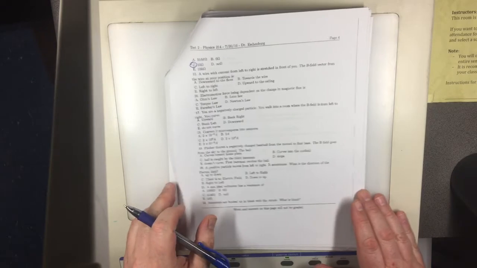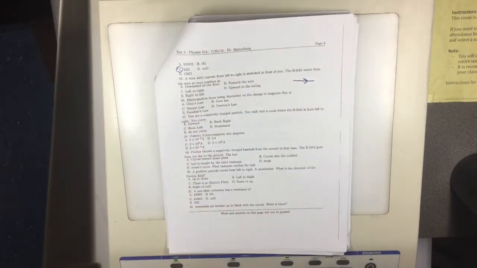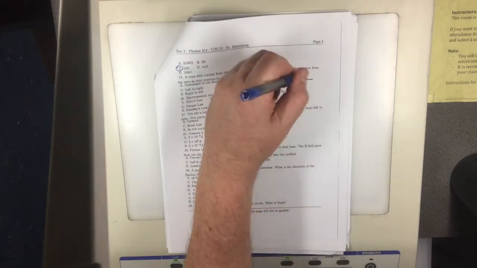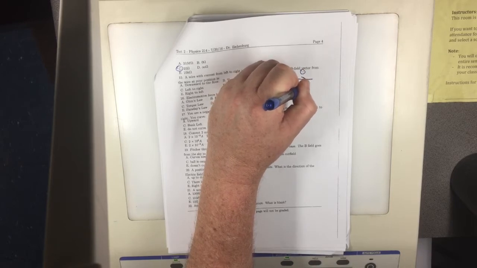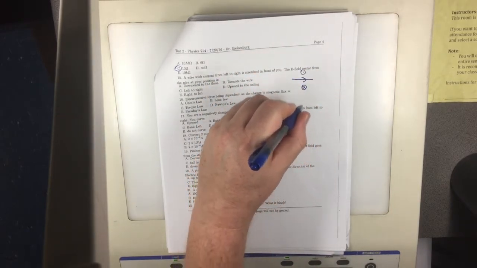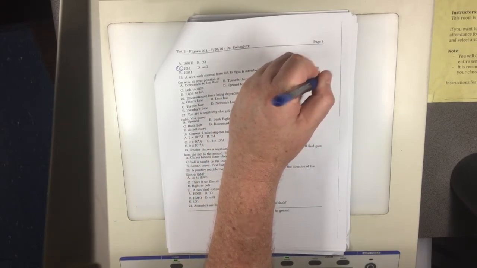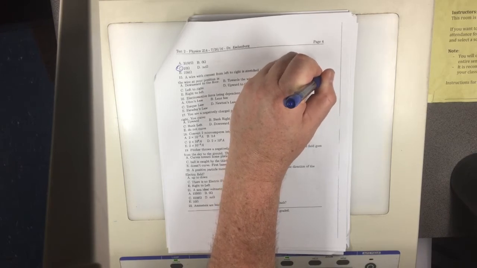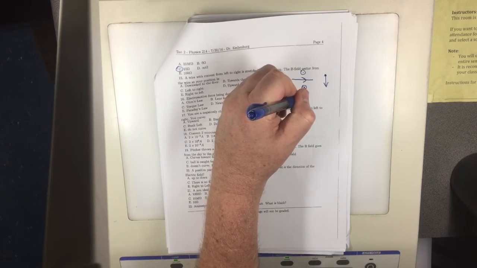A wire with current from left to right is stretched in front of you. The B field from the wire at your position is, so looking at this, it's coming at you at the top, away from you at the bottom, which really means that to go from there to there, the B field in front of you is top to bottom.